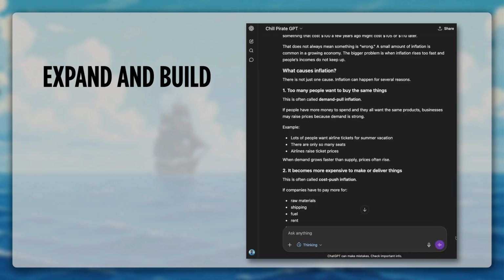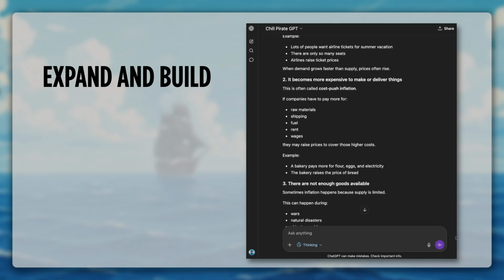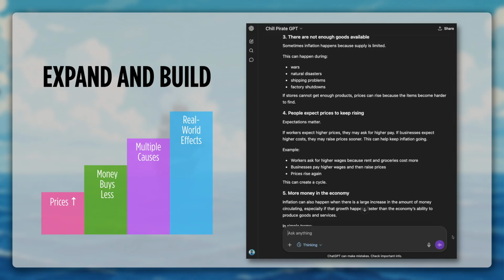Now the answer is bringing in ideas like demand pull inflation and cost push inflation. And this is where that layering or building matters. At first, inflation was just prices go up and money buys less. Now it becomes prices can go up for different reasons, and those changes affect what people can afford and how businesses operate and how the economy feels day to day. And that's real progress in your learning.